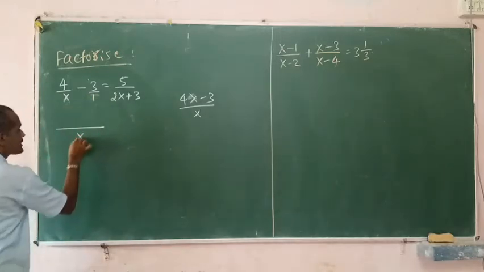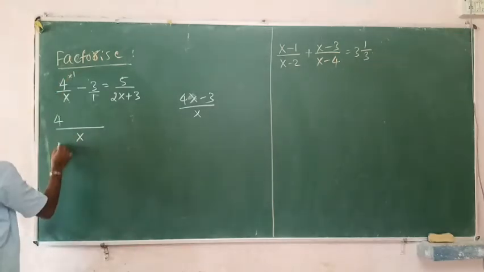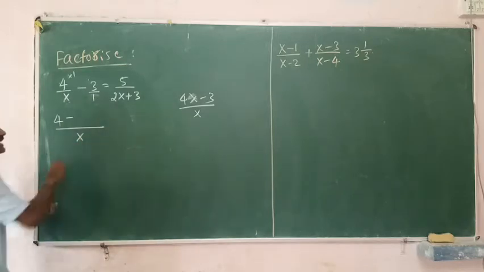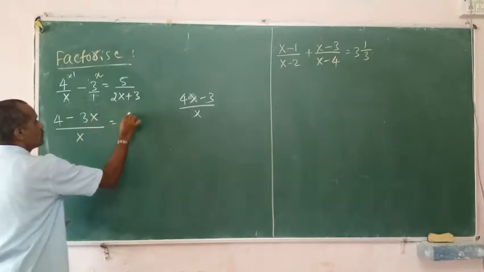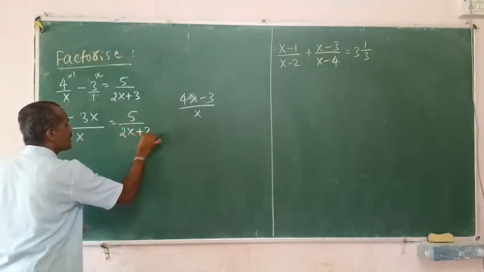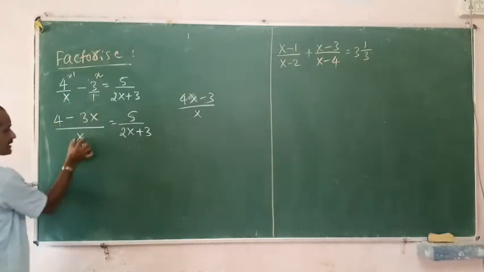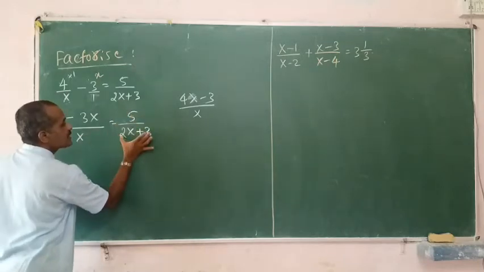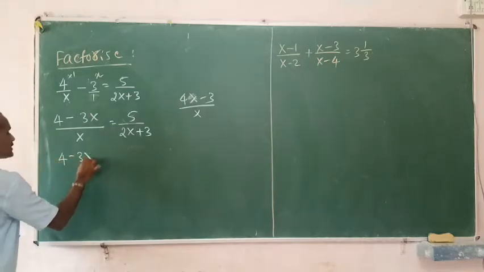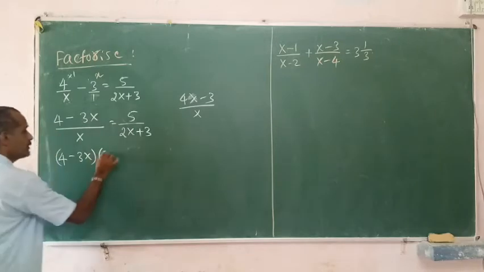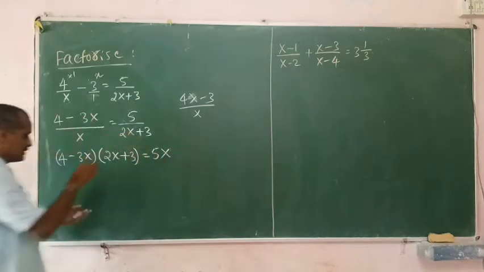Okay, LCM x. Compare, same, multiply by 1. 4 into 1 is equals to 4. Minus 1, how much is 1, x is up, multiply by x. 3 into x is equals to 3x is equals to 5 by 2x plus 3. Come on. Now you can cross multiply. See, the entire numerator has a single denominator. Okay, now cross multiply. It is 4 minus 3x into 2x plus 3 is equals to 5x.